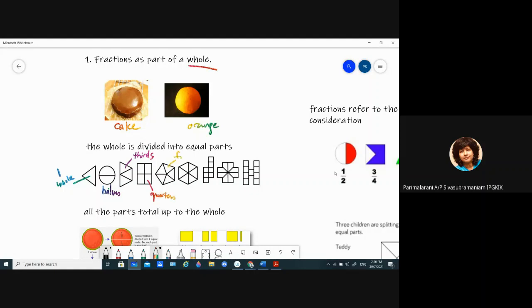Fifths. Sixths. Sevenths, eighths, ninths, and so on. So this is the first thing that they need to know. When you divide a whole into equal parts, the number of parts are called fractions, and they have particular names.